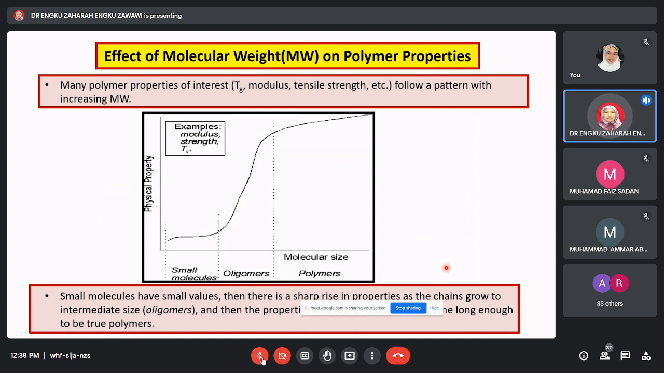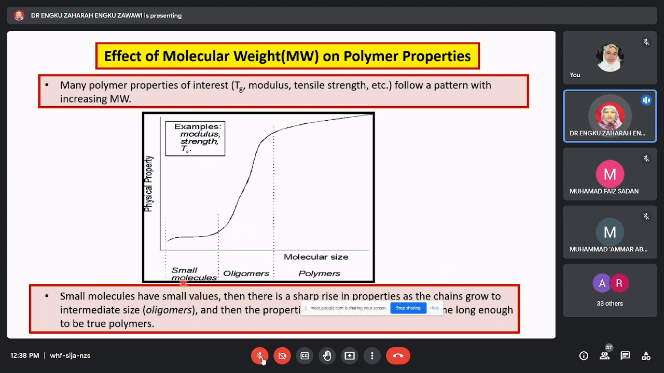So now, effect of molecular weight on the polymer properties. Many polymer properties of interest, such as Tg, glass transition temperature, the modulus, the elasticity, the elastic properties of the polymer, the strength, follow a pattern with increasing molecular weight. For example, physical properties, for example modulus, strength, Tg, semua.